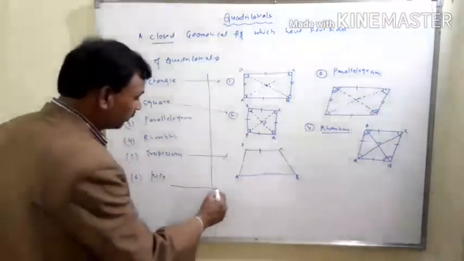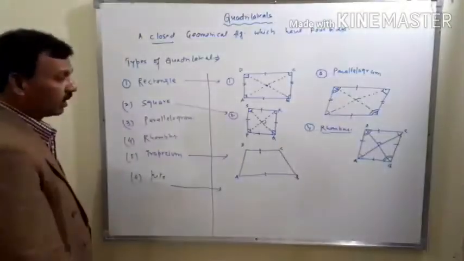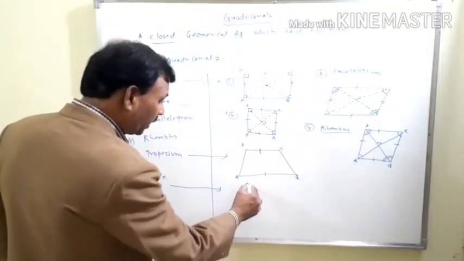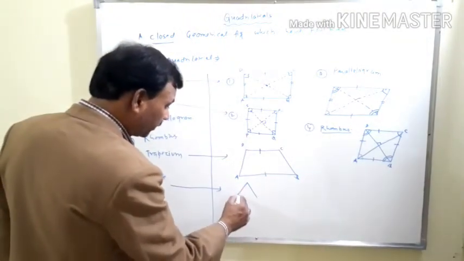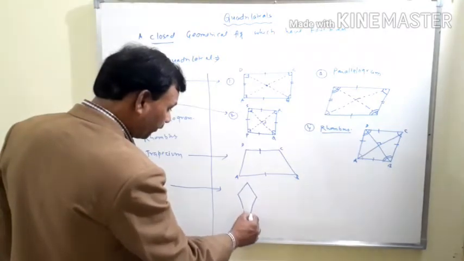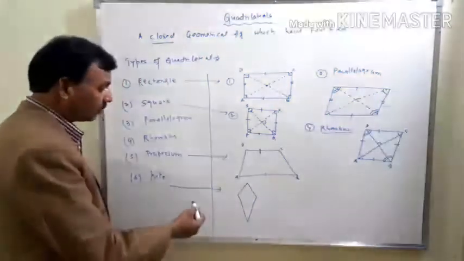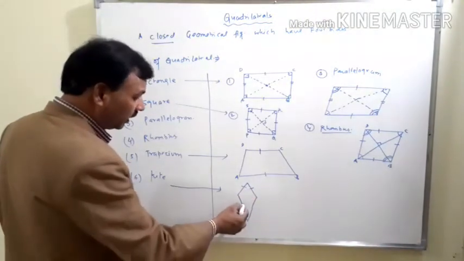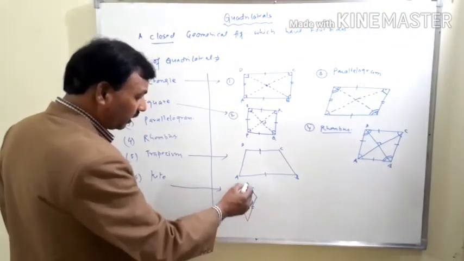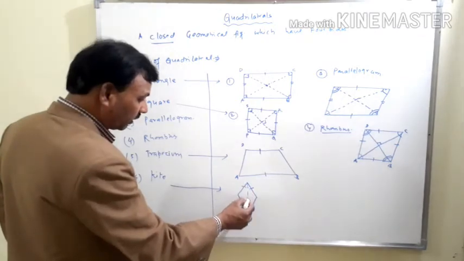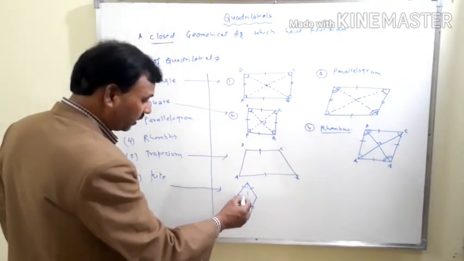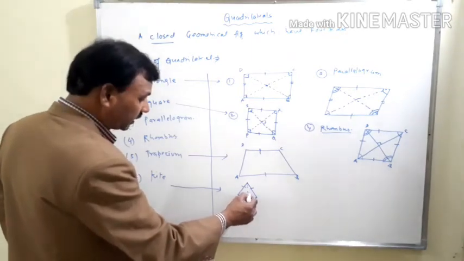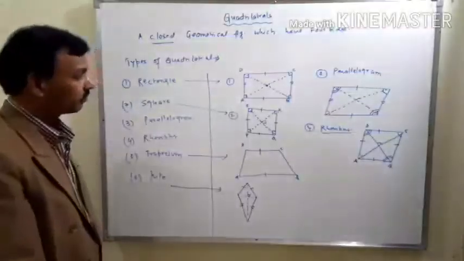And a kite is a special type of quadrilateral in which two pairs of adjacent sides are equal. That means this side equals this side and this side equals this side. But diagonals are not equal. Diagonals are not equal, but diagonals intersect at right angle.